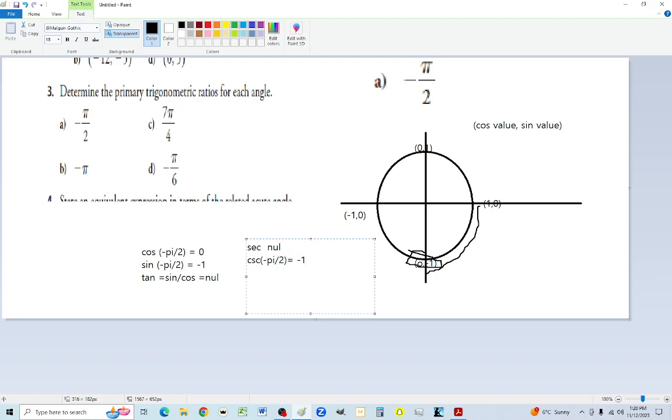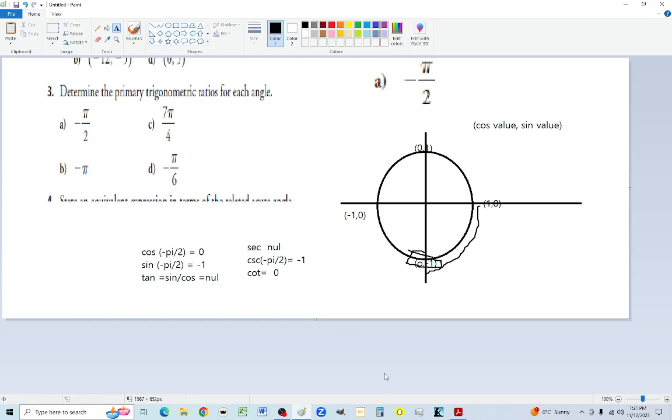And finally, since cotangent is 1 over tan, you might think that you have no answer, but really remember that tan was negative 1 over 0, which means cotan is just the flip of that: 0 over negative 1, which means 0. So those are the possible answers.